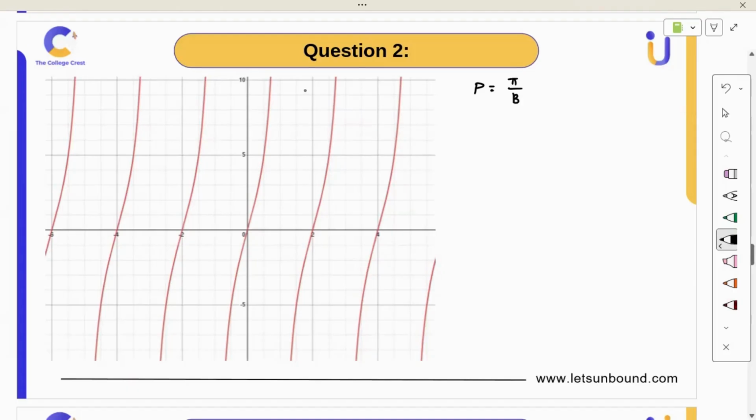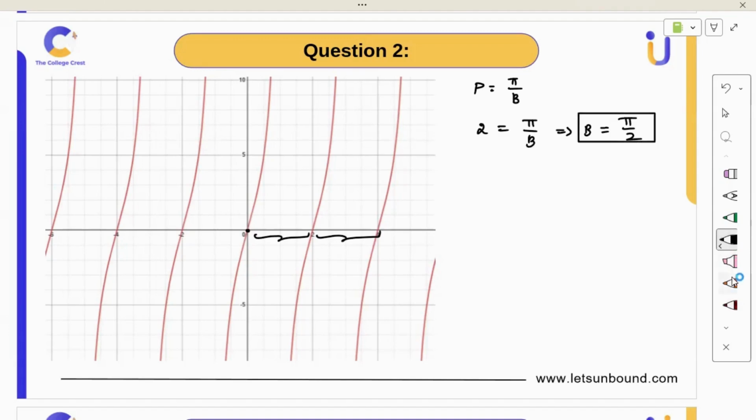Previously I was using vertical asymptotes and finding the distance between consecutive vertical asymptotes. This time, maybe this is a vertical asymptote and this is a vertical asymptote. I can do that, or this time it's easy with the x-intercepts. You can pick consecutive x-intercepts and find the difference. So 4 minus 3 is the period. It keeps repeating its pattern after this length of interval. So the period is 2 and equals pi by b. This implies b is pi by 2.